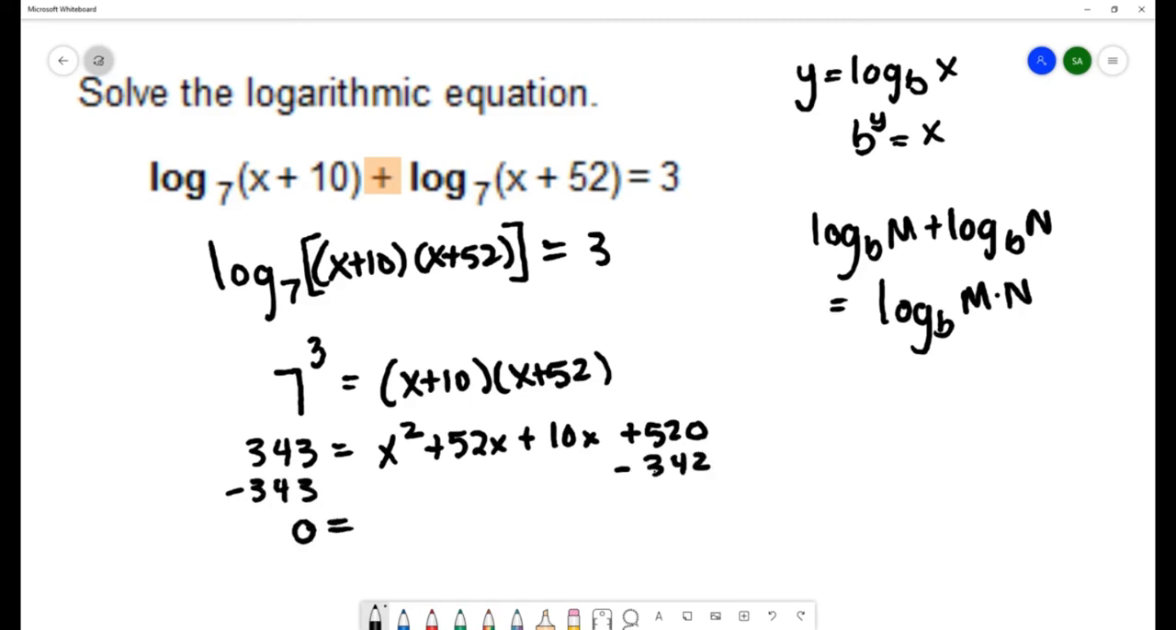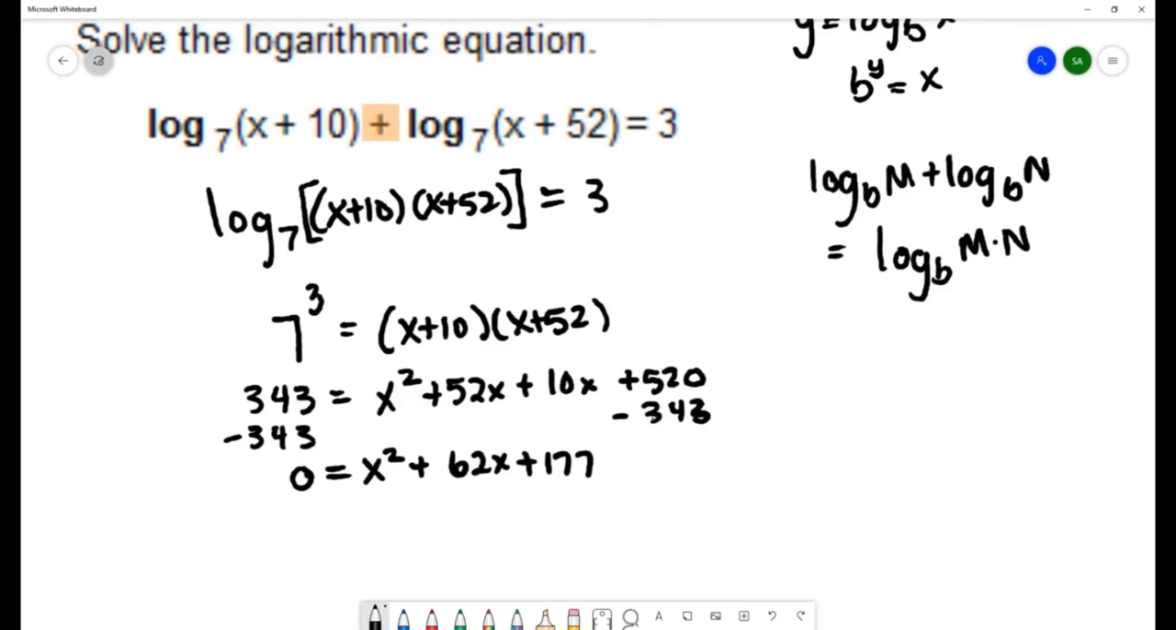I'm going to combine like terms and also move all the terms to the same side. And that gives 0 equals x squared plus 62x. And let's see, 520 minus 343 gives 177. Let's see if I can factor this. I don't know the factors of 177 very well.